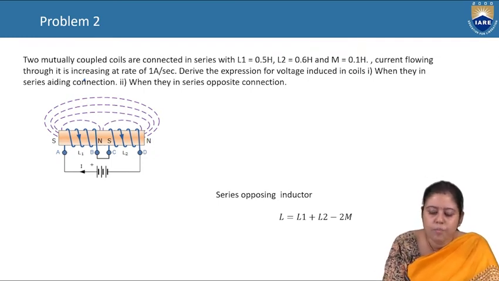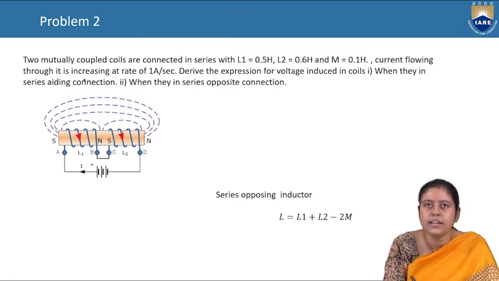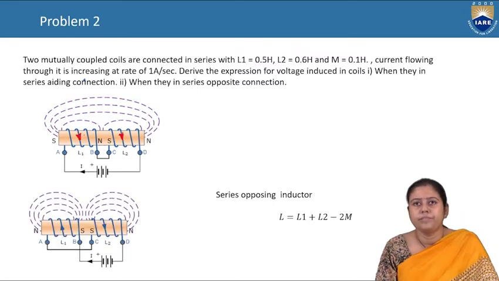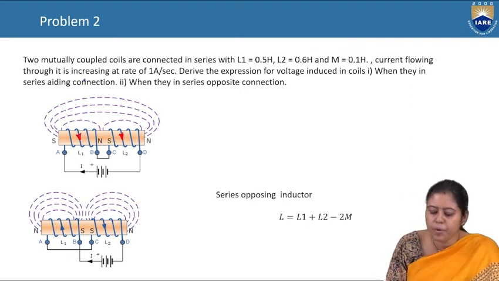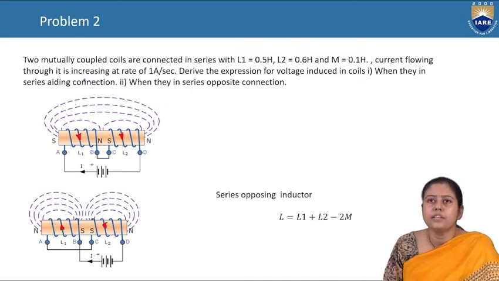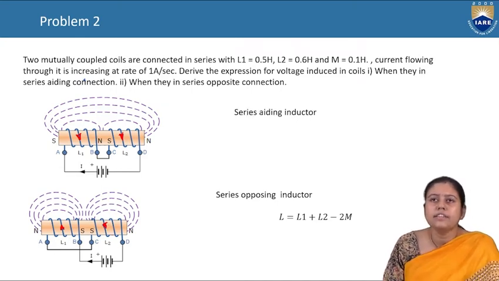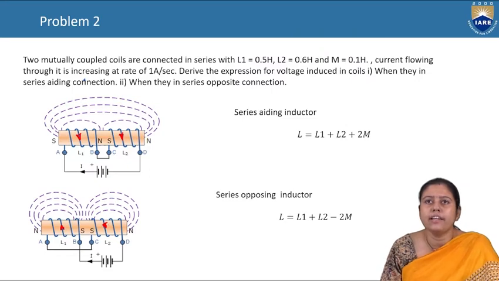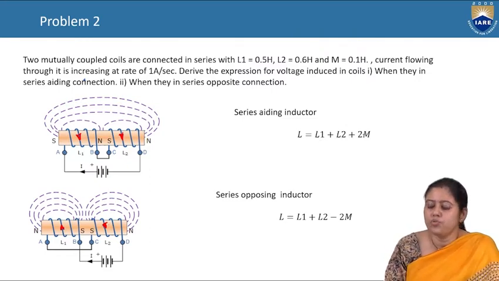You can see both the current direction is the same direction. And series opposing means both directions are in opposite. So this is called the series opposing direction. So in the series adding direction, total inductance is equal to L1 plus L2 plus 2M.